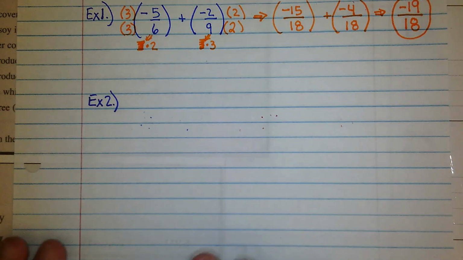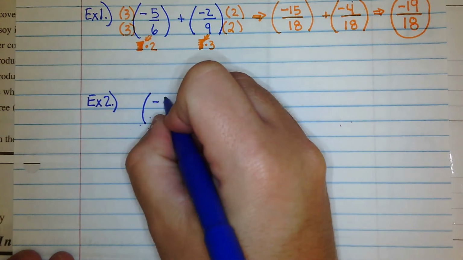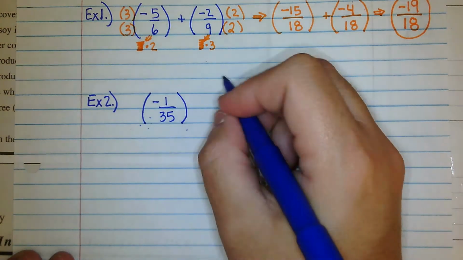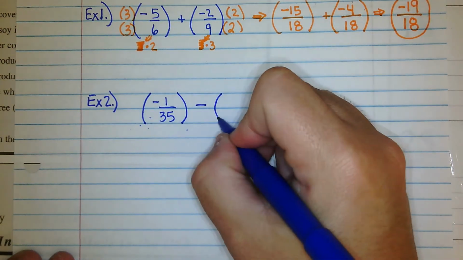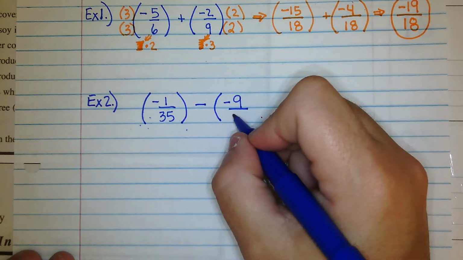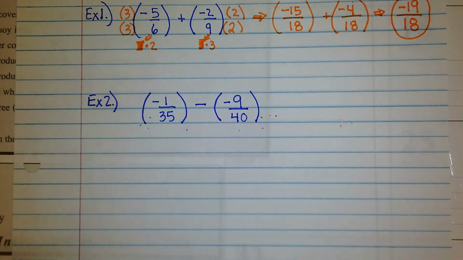It's fractions that, when you're trying to write your fractions out and show your work, you don't want to get cramped. You want to be able to see everything you're doing. So this fraction is negative 1 over 35. Minus sign, then negative 9 over 40.